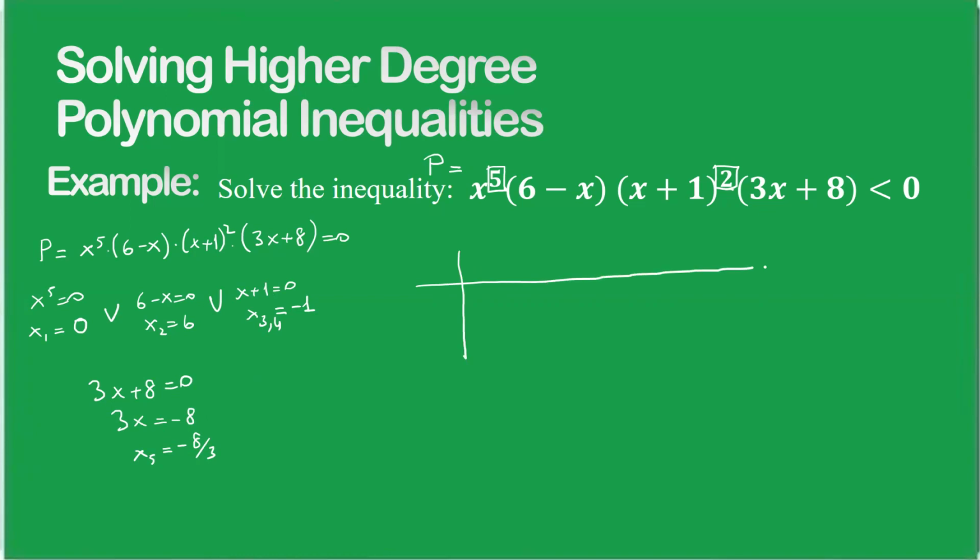Okay, here like that. x, minus infinity. Now which one is the least? Minus 1 or minus 8 over 3? Minus 8 over 3 is minus 2 point something, not minus 3. But it is less than minus 1, so it is the least. Minus 8 over 3. And the next one is minus 1. Careful, minus 1 is double root, don't forget that. The next one is 0. And the last one is 6. And plus infinity.